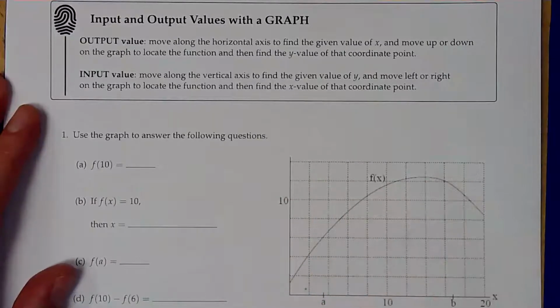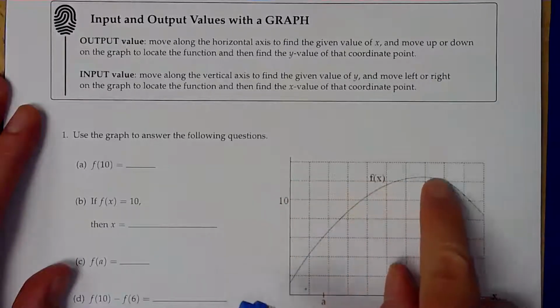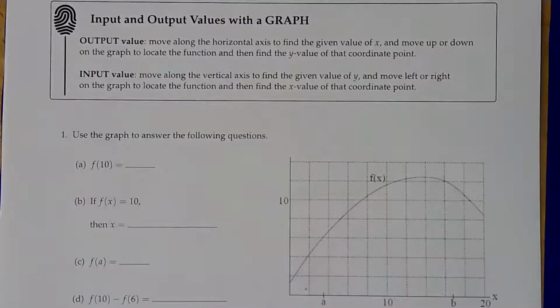The input value is going to be the exact opposite. So remember, for the input value, you're given the value of the dependent variable. So we're given y. So maybe we get y equals 12. And we're going to find all the x values that are going to give us a y value of 12. Okay, so let's give this a try.